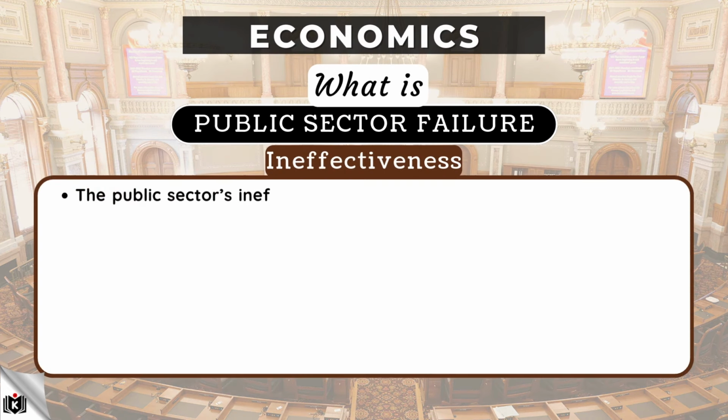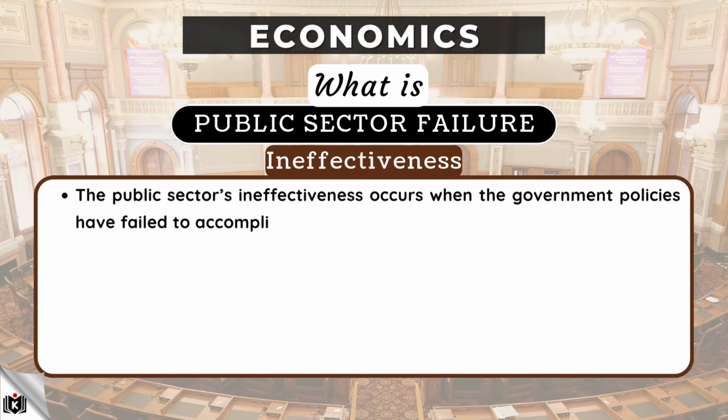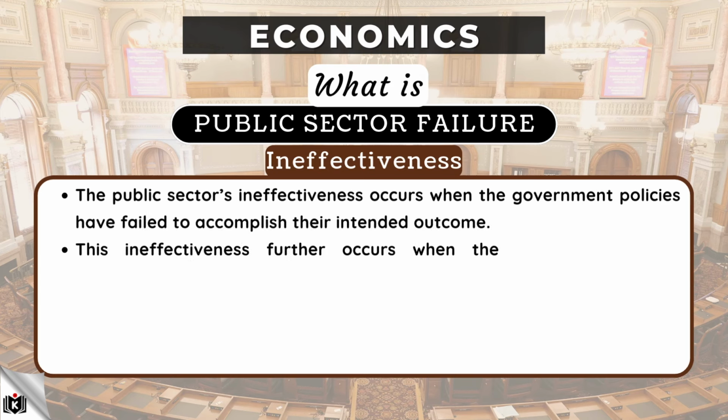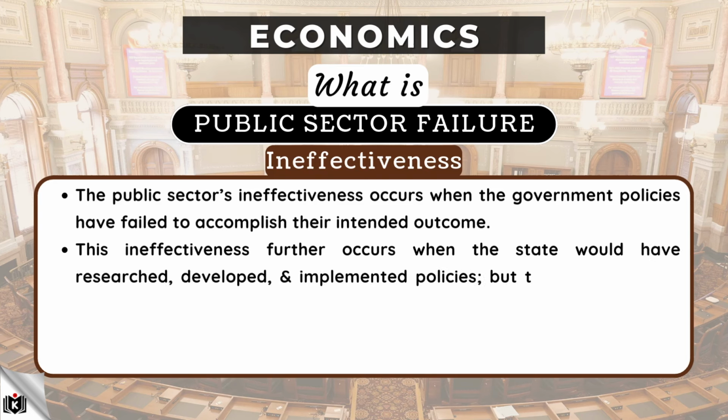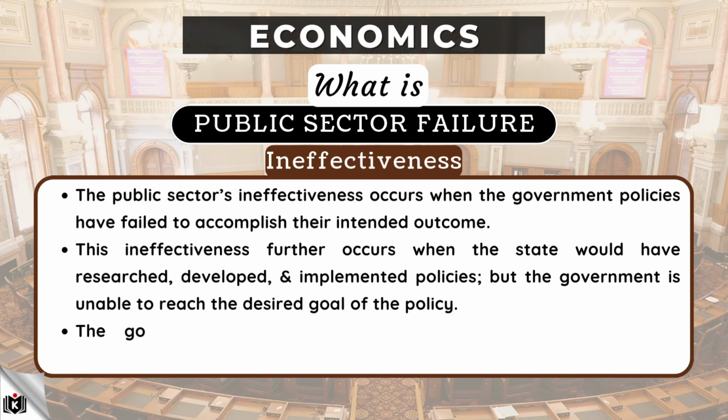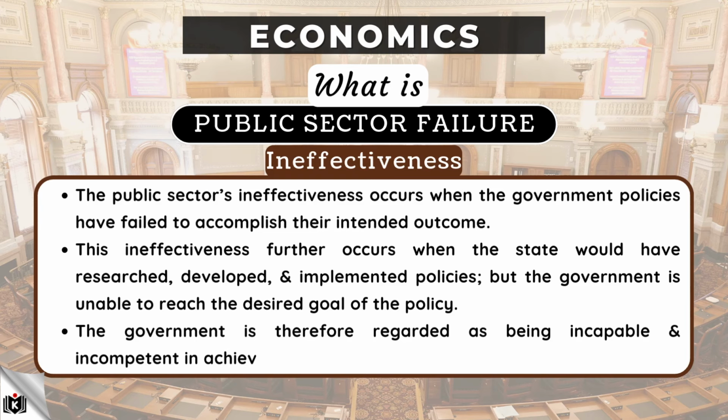Let's now discuss the inefficiency and the ineffectiveness of the public sector to deliver on its mandate. The public sector's ineffectiveness occurs when government policies have failed to accomplish their intended outcome. This ineffectiveness further occurs when the state would have researched, developed, and implemented policies, but the government is unable to reach the desired goal of the policy. The government is therefore regarded as being incapable and incompetent in achieving its desired outcomes.